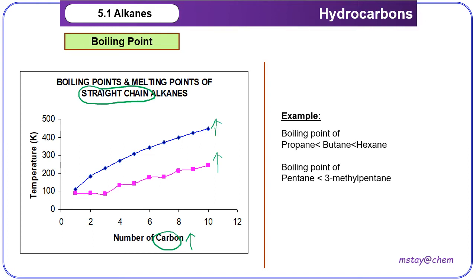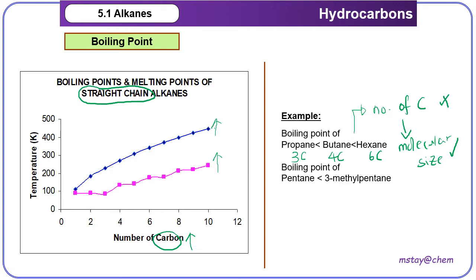So now we need to look at here. Example, boiling point of propane. Propane consists of 3 carbon, butane 4 carbon, while hexane 6 carbon. So among these 3, definitely hexane has the highest boiling point, while propane has the lowest boiling point due to the molecular size. Even though we are looking at the number of carbon, when you do the explanation, we are going to use the term molecular size as what we learned in semester 1.